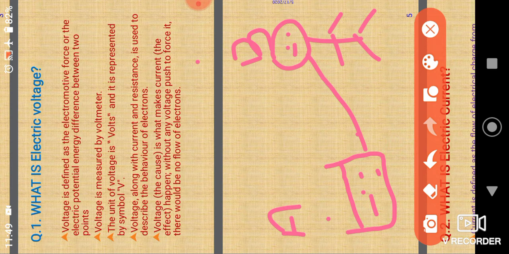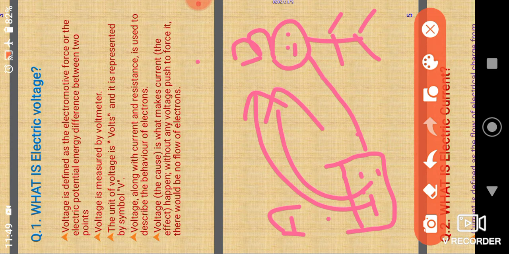By what force you are throwing this water to the man? That force is called electric voltage. In the electrical language we are saying same thing. Voltage is defined as the electromotive force or the electric potential energy difference between 2 points. Here there are 2 points. You are throwing this water to the man. So voltage is defined as the electromotive force.